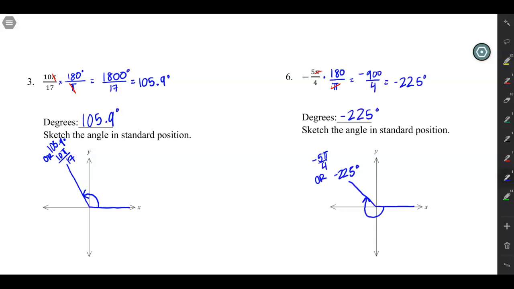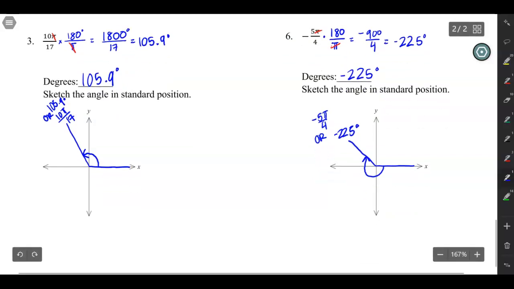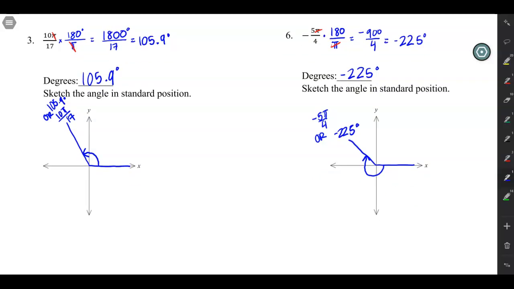All right, the answer to number 6 is that the degree measure is negative 225 degrees, and the angle sketched in standard position is there on the bottom right of the screen. Don't forget that when you have a negative angle and you're sketching it, you go the opposite direction. Okay. Hopefully this was helpful as you learn how to convert between radians and degrees.